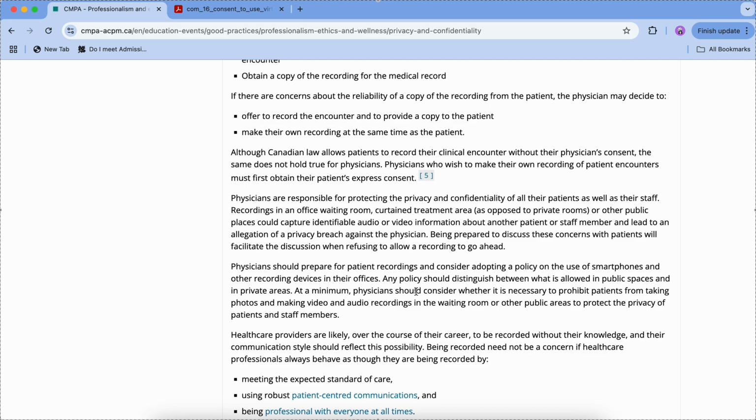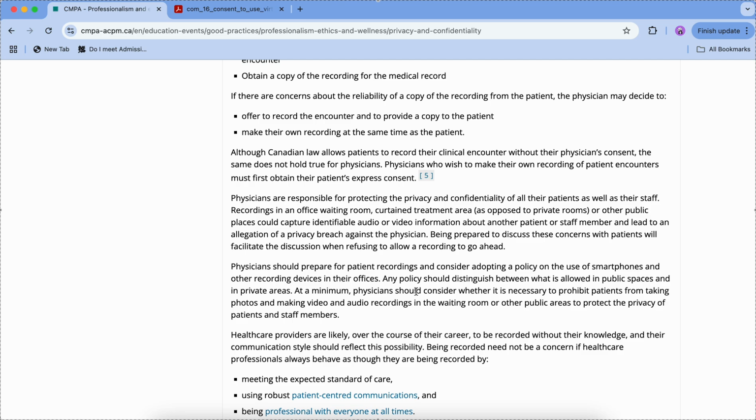Being prepared to discuss these concerns with the patients will facilitate the discussion when refusing to allow a recording to go ahead. So that's why, let's say, if you're in an exam room with the patient and there is no one else and the patient wants to record what you're talking about, then you are comfortable with that because there is no breach. But if you're talking to someone and there's a recording going on and someone knocks at the door and the receptionist says, oh, Mr. Smith is outside, she has been waiting for you for 40 minutes and she's asking if she can go and book a new appointment, so that Mrs. Smith comes on that recording, so that's a breach. So that's the one thing you have to make sure you talk to your patient about.